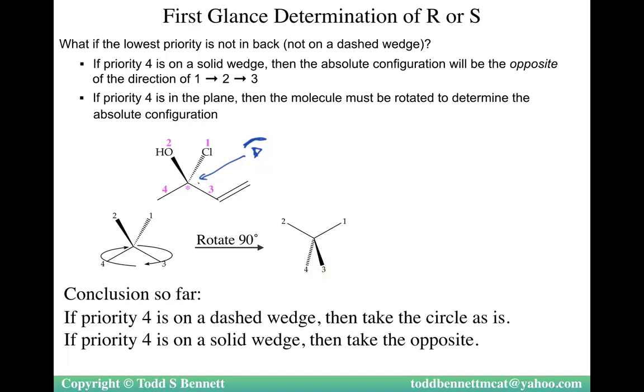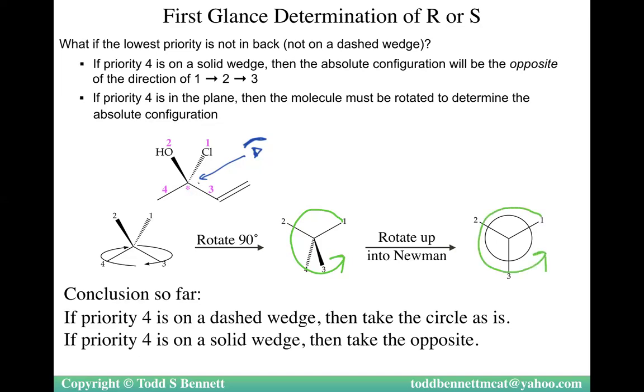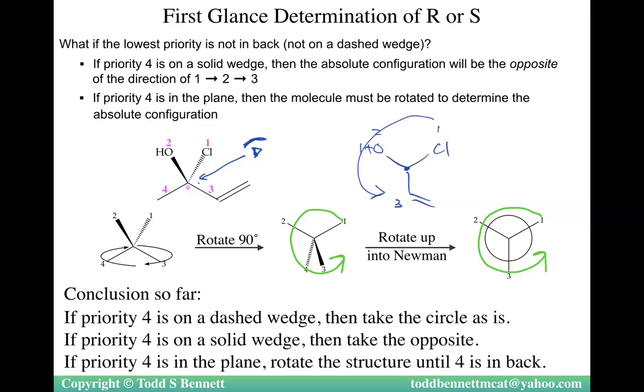So at this point, you could just draw the circle. 1, 2, 3, so we get an S. But you're supposed to rotate it up so that the 4 is straight back. So notice this comes down at an angle, not here. So to get it just right, I also need to rotate this 4 up and back, which brings that down to the plane and rotates these out slightly. So 1, 2, 3, again, is still counterclockwise. So counterclockwise means S.